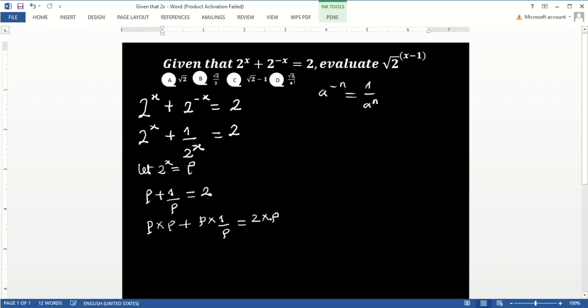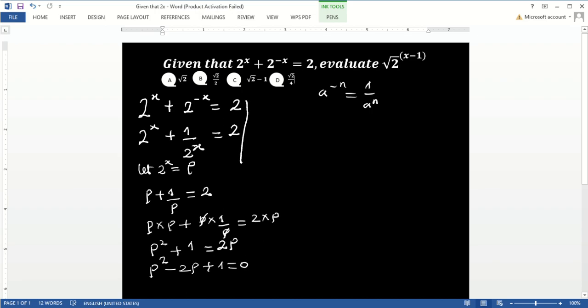So here this becomes p square. P goes off with p, and what is left there is plus 1 is equals to 2p. Now we move this 2p to the left hand side. It becomes negative, minus 2p. This is p square minus 2p plus 1 is equals to 0. Here we can see that this is a quadratic equation.